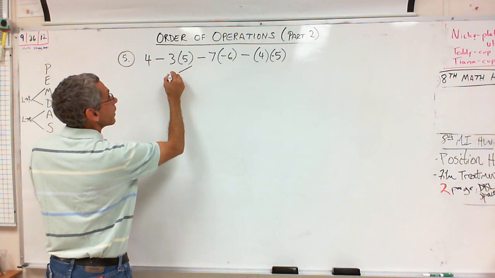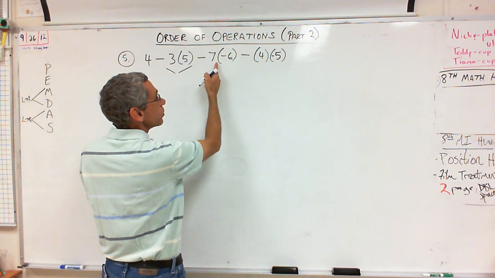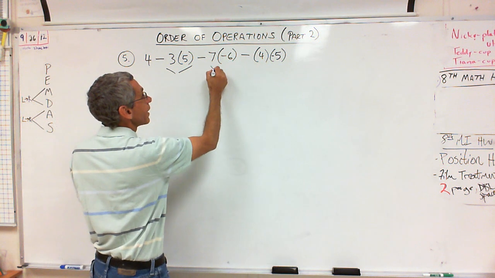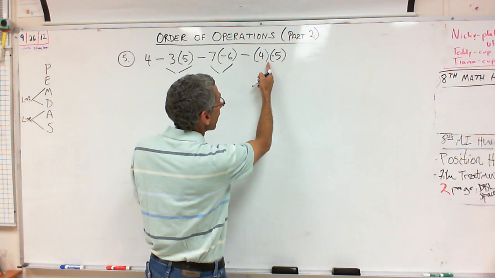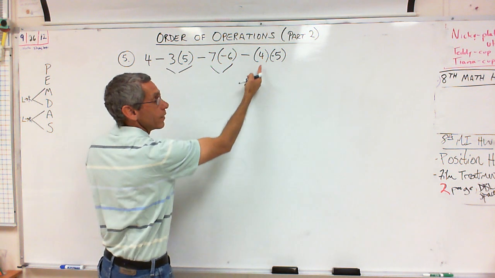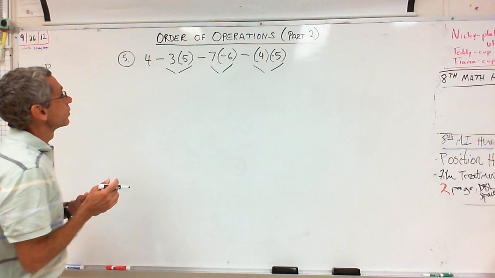So that is one I have to do. This is a multiply. A number next to a parenthesis is multiply, right? So that's another one I'm going to have to do. This is a number in a parenthesis next to another number inside of parentheses. Parentheses always means multiply. So those are also multiplies. So I've got to go through.